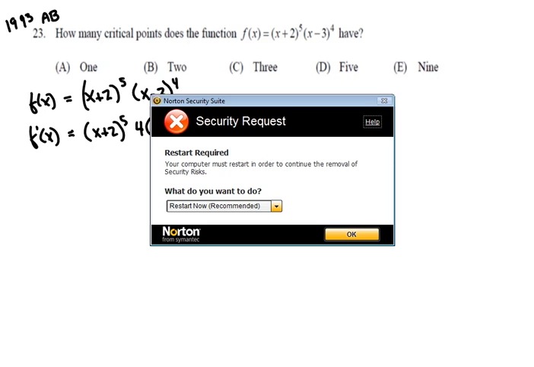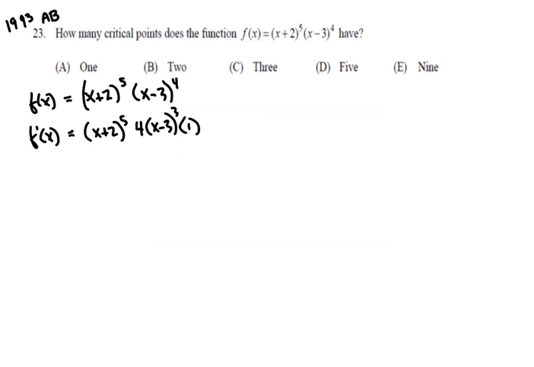Now we need 2 d1. Sorry about that. And we want 2 d1 now. The derivative of (x plus 2) to the fifth is 5 times (x plus 2) to the fourth times 1. And obviously you don't have to put those 1's there.